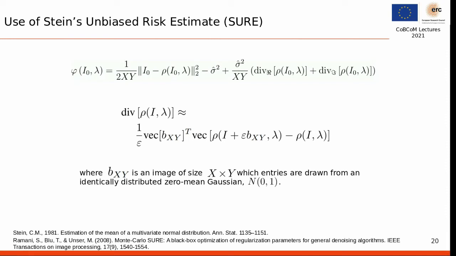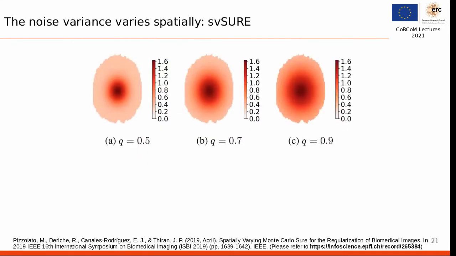However, this formula does not take into account the fact that noise varies spatially. Therefore, we need to do something different and take into account the spatial variability, and come up with something called spatially varying SURE, SV SURE. So here I illustrate some examples of how the noise variance varies throughout the image. And there are some values called Q there that represent the degree of spread or concentration of this variation in the image.